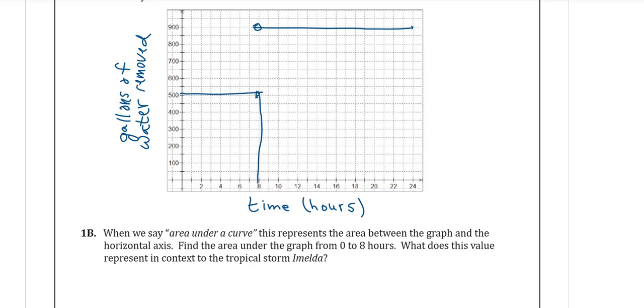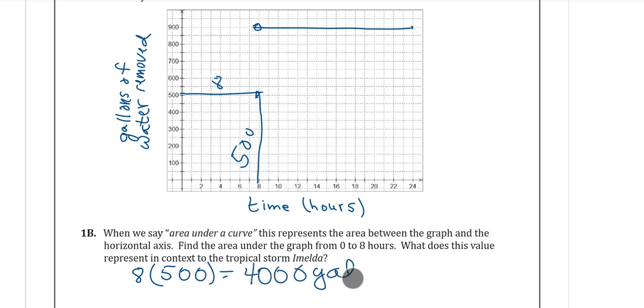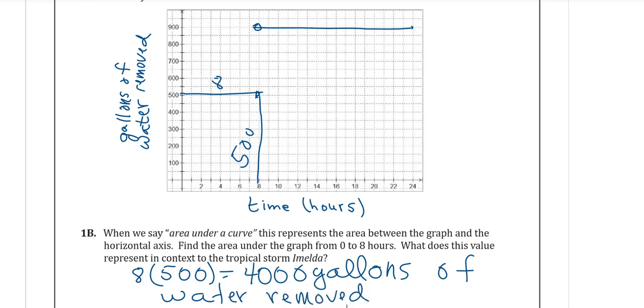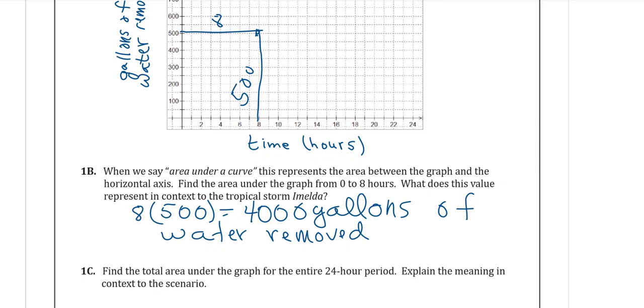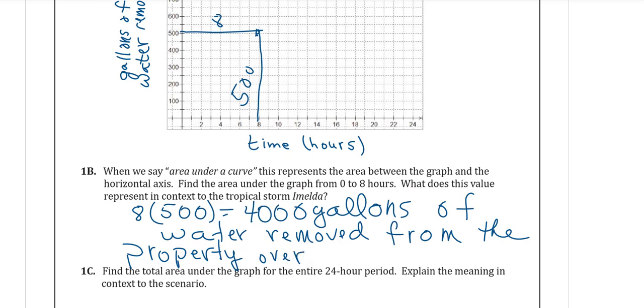Okay. So this has a width of 8 and a height of 500. So our area is going to be 8 times 500, which is 4,000 gallons of water removed from the property over the first 8 hours.